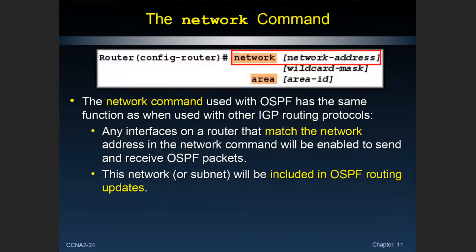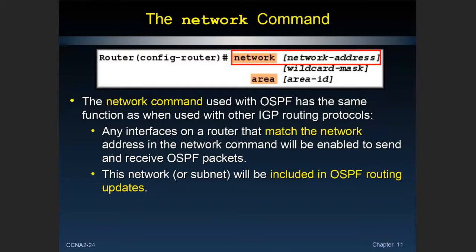Now we're at the config-router prompt, and we're going to put in the network command. We put the word network, or net if I want, and then the network address. That's the address of that interface, serial port or Ethernet port. We're going to put the network address of that. And instead of the subnet mask, we're going to put the wildcard mask equivalent, which is a mirror image. So 255.255.255.0, the mirror image is 0.0.0.255.